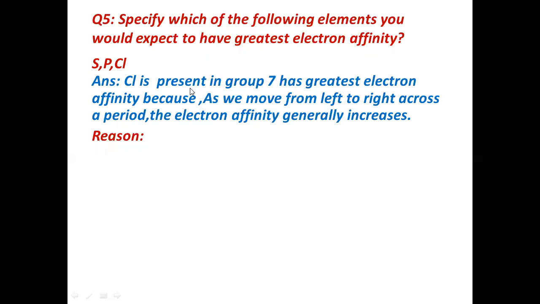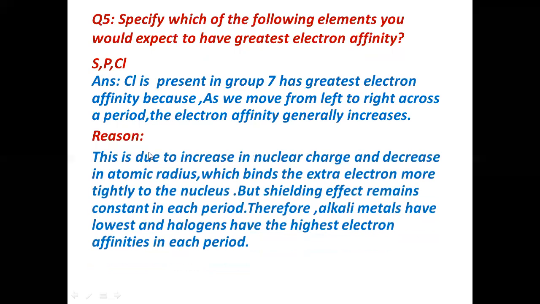So chlorine, present in group number 7, has greatest electron affinity, because as we move from left to right across a period, electron affinity generally increases. Why does electron affinity generally increase from left to right along the period? This is due to increase in nuclear charge and decrease in atomic radius, which binds the extra electrons more tightly to the nucleus, but shielding effect remains constant in each period.